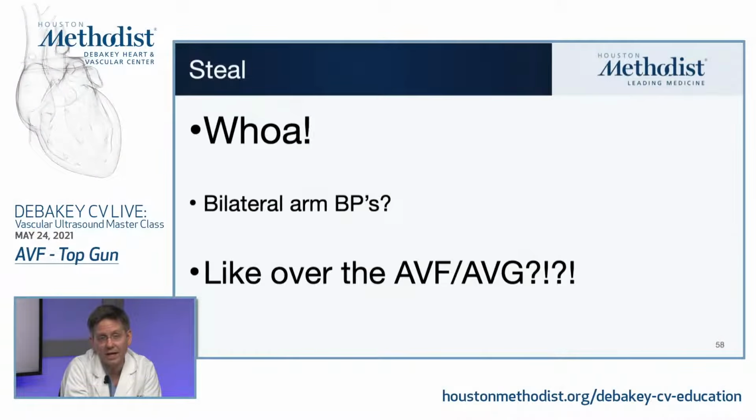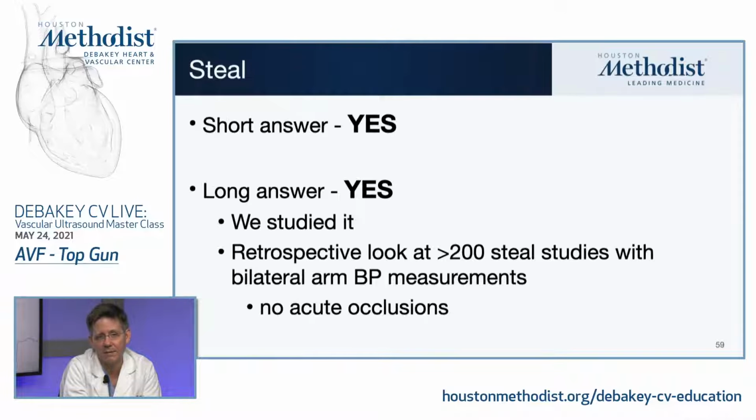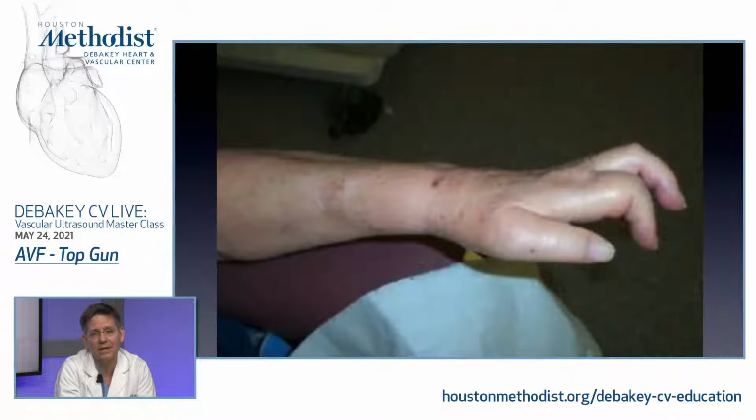You say, whoa, how can you really take the blood pressure over that graft? But in fact, you can. I'm not saying to do routine monitoring there, but I am saying that yes, you can do a diagnostic study and measure the blood pressure over this fistula or graft at least one time. Short answer is yes, you can do it. Long answer is we've studied this. We've looked at over 200 steal studies where we did bilateral arm blood pressure measurements with no acute occlusions. So if this graft goes down after just doing the blood pressure up and down one time, that graft is almost certainly headed out anyway. And we don't want this.